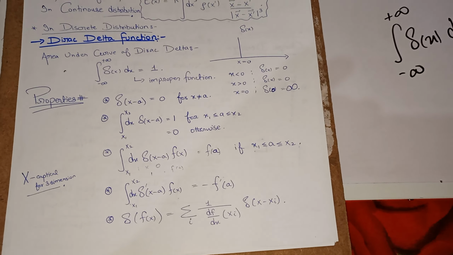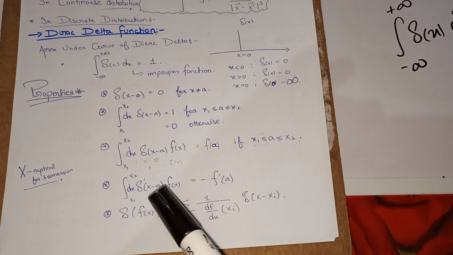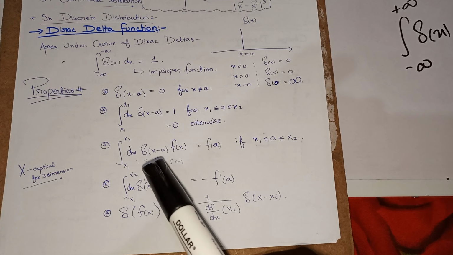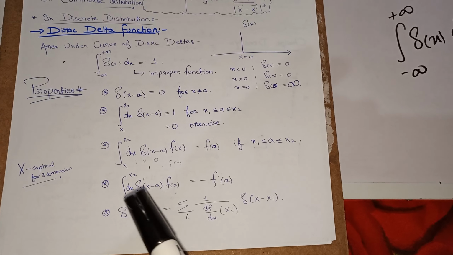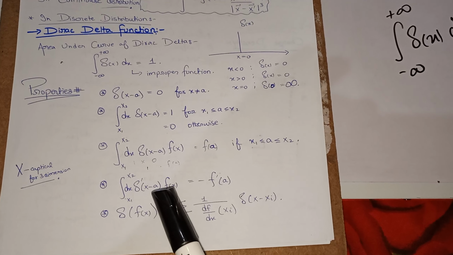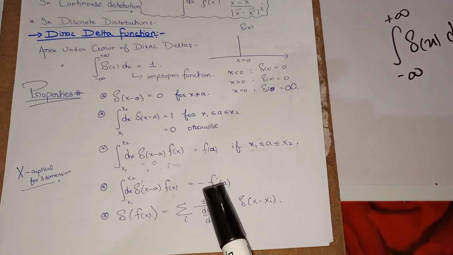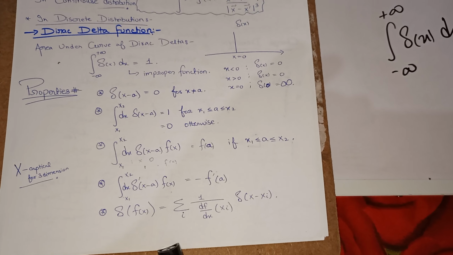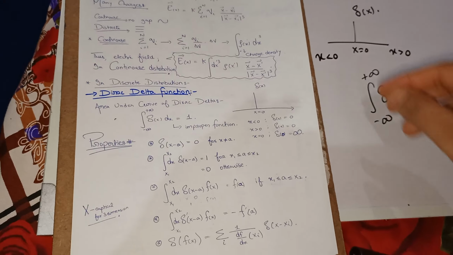Another property: if you take the derivative of the Dirac delta function, delta prime of x minus a, multiplied by another function, with the same distribution over x1 to x2, then the result equals minus the derivative of that function at the position which you are taking. This is another property which is not usually very important. So let's start further.